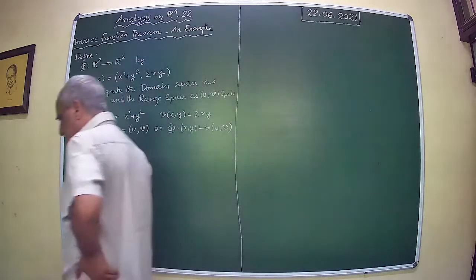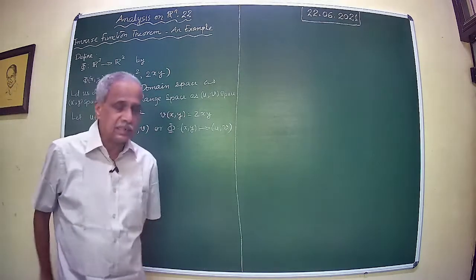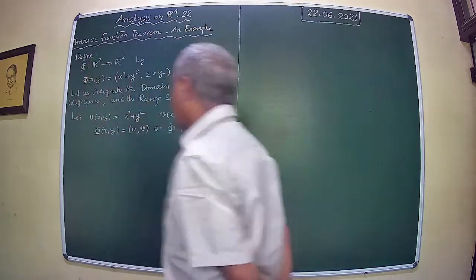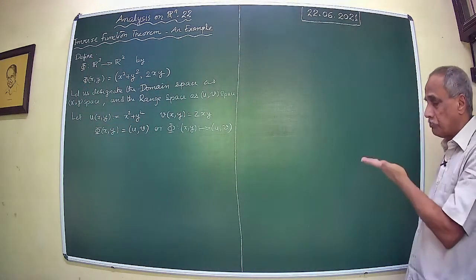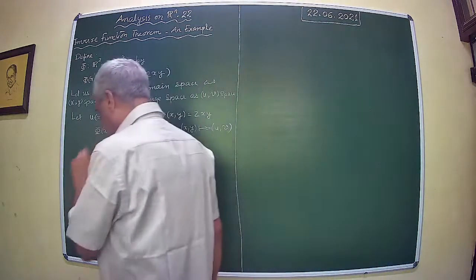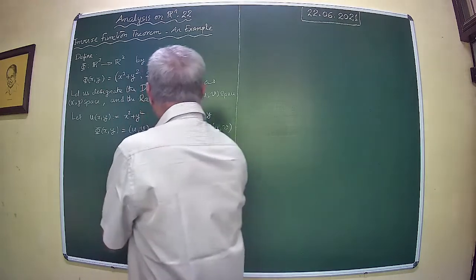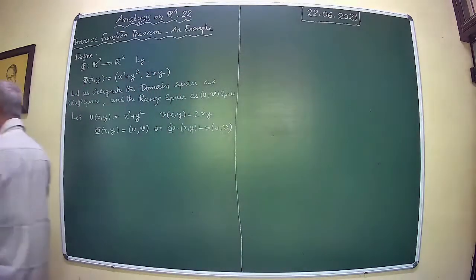Now you know that with the usual R2 considered as the usual metric space, u(x,y) is a polynomial, so also v(x,y), therefore they are smooth functions.